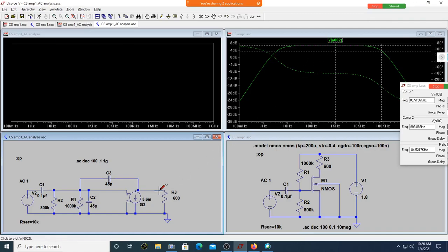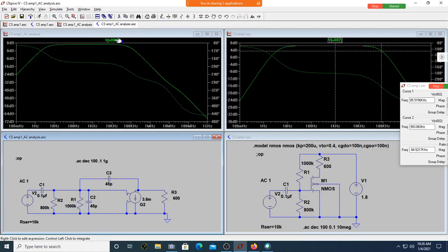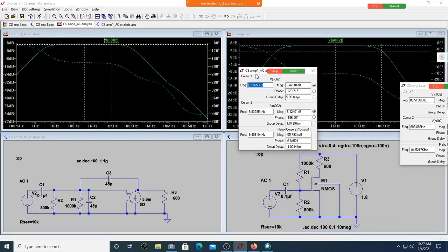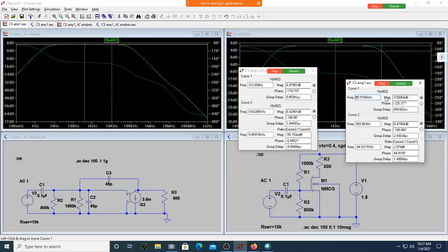So let me do that. See, now you have this. We had a gain of how much? 6.47 dB. Let me see what is the gain. Do you have the same gain? Can you see this is my gain, 6.47. Here also you had the same gain. See here, this is also 6.47. This is of CS amplifier 1 AC analysis. So these two are totally different graphs, but they are identical because this is the equivalent circuit of this.